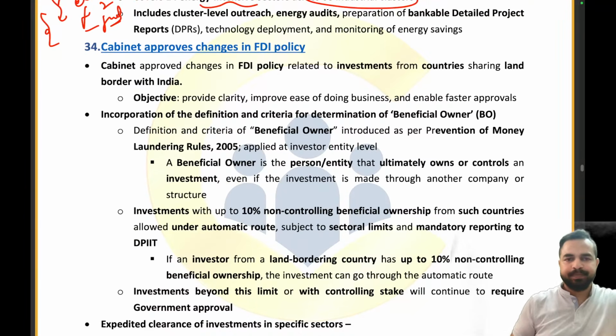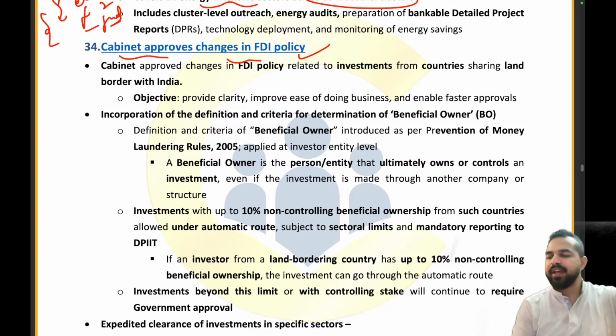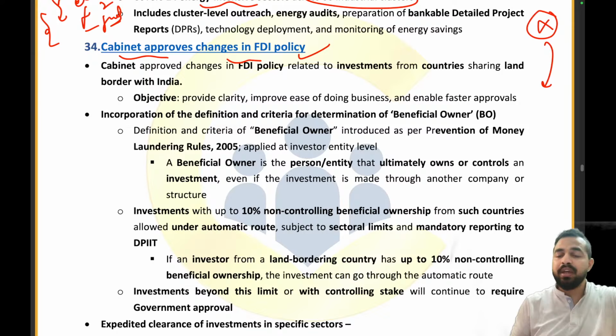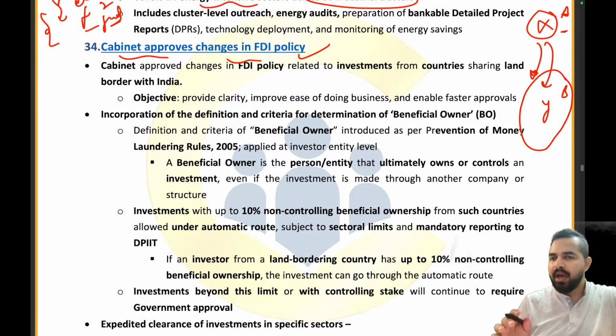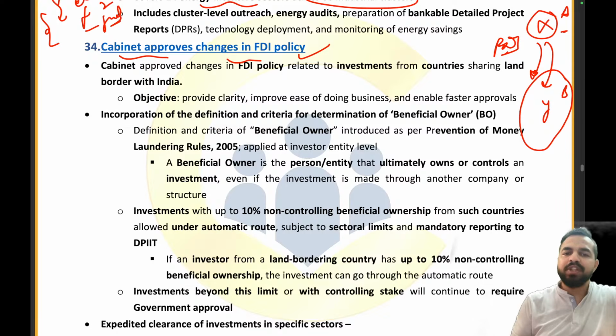Now let's move on to the next part. The cabinet has approved changes in the FDI policy. So my dear friends, what is FDI? It is foreign direct investment. Here, there is a person X living in country A who is investing in a company Y in country B, and along with the investment is also getting control of that company, having control over its daily management activities. That is FDI, foreign direct investment. Now the government has approved changes in the FDI policy related to investments from countries sharing land borders with India.